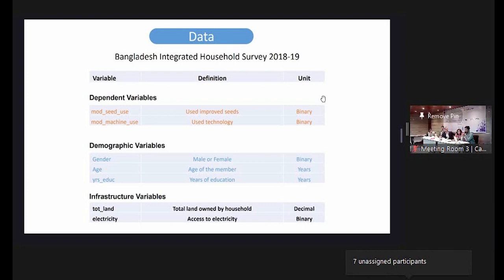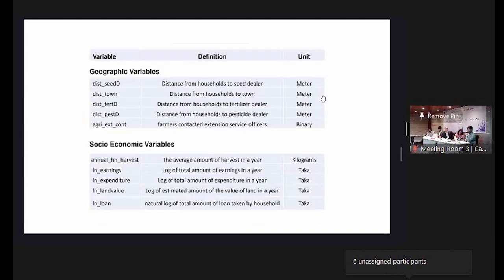These are our dependent variables. The first one is modern seed use, whether the household adopted improved seed, and the second one is modern machine use, whether the household has adopted modern technology. Then we can see some demographic and infrastructure variables and their definitions, as well as the units. And here are the geographic variables and socioeconomic variables, with the definitions and units that have been used in our study.